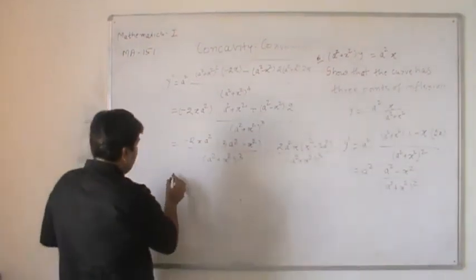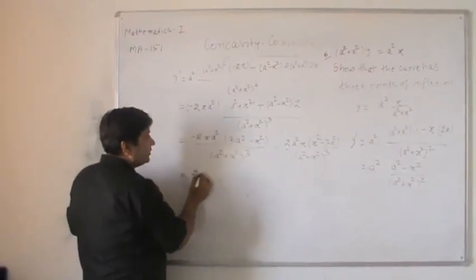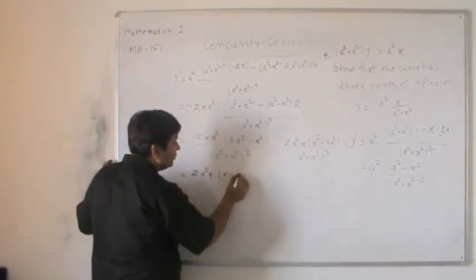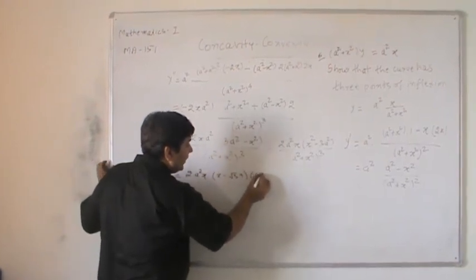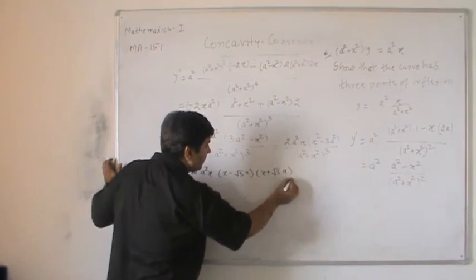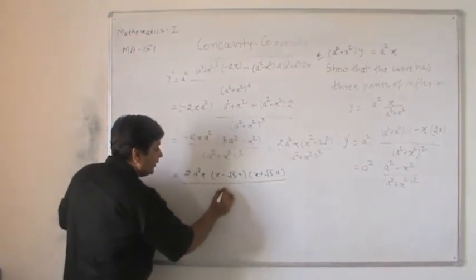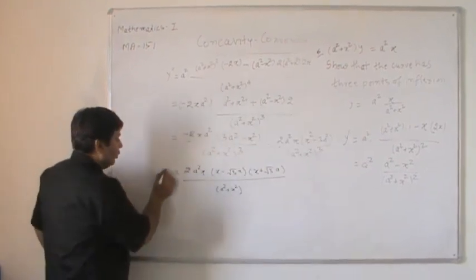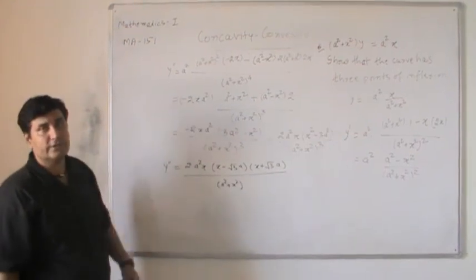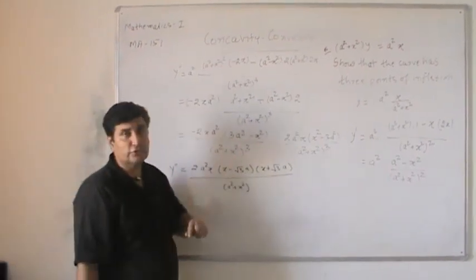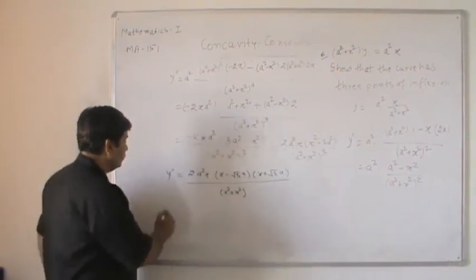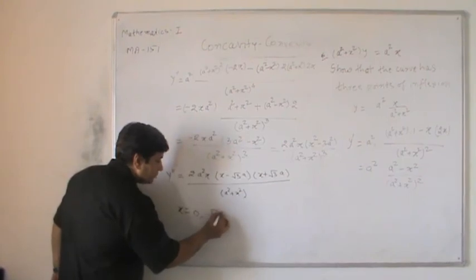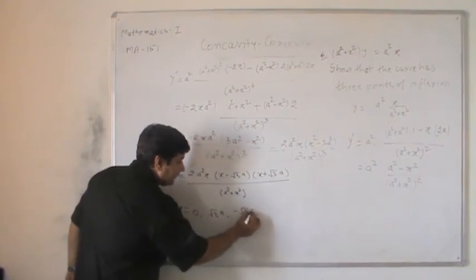Now we can observe the factorization of x² − 3a². So I can write (x − √3a)(x + √3a), and the denominator is (a² + x²) whole cube. Now to obtain the points of inflection of this curve, we need to equate the second derivative equal to 0. When we equate y double dash equal to 0, we get three values of x: x equal to 0, x equal to plus root 3a, and x equal to minus root 3a.